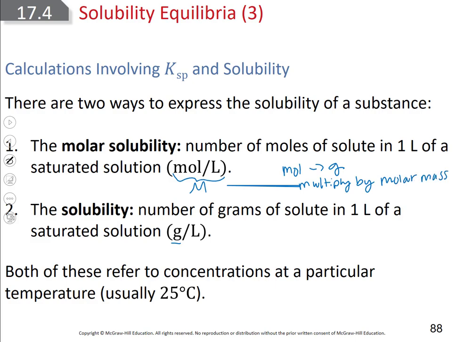If we were going backwards from grams to moles, we divide by the molar mass. And the molar mass is the sum of the atomic masses.